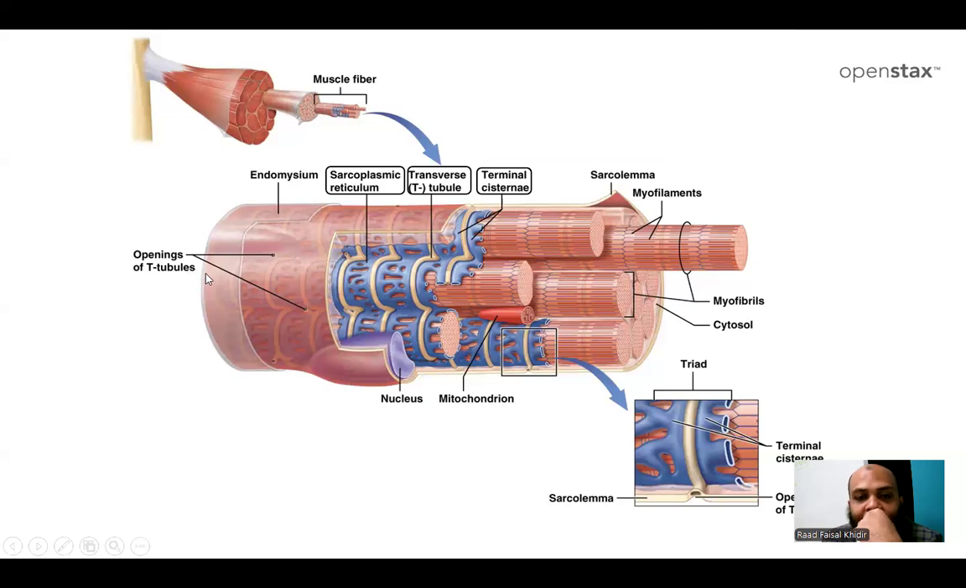These are openings of the T tubule. This is a nucleus, and that is your mitochondria. Why do we have to have a lot of mitochondria? Because the mitochondria provides ATP, energy. When you say energy, that's very vague because there is electrical energy, thermal energy, kinetic energy. It does not provide all of that. It only provides chemical energy in the form of ATP.